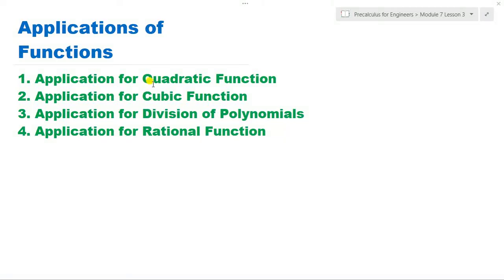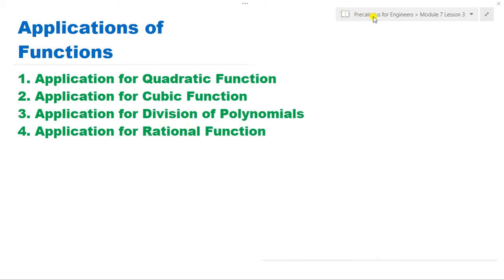Good day everyone. Today I am going to discuss some applications of functions. These are real life applications, word problems that relate to the functions that I have discussed in the previous lessons in this module. The first one is some word problems relating to the quadratic function. The next one is relating to the cubic function. The third is relating to division of polynomials, and lastly, relating to the rational function.